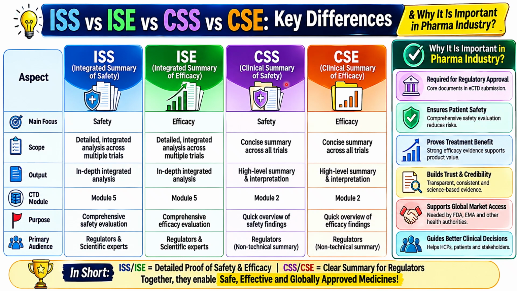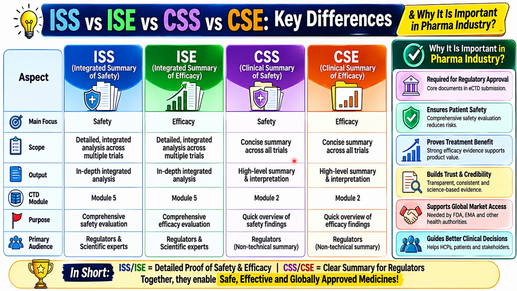Now, CSS is clinical summary of safety. The main focus is related to safety. Scope is concise summary across all trials. So say there are 10 to 12 clinical trial studies and you want a summary. Now when you do the summary or a narrative, it becomes very easy. You don't need to dig into each and every detail. Even though it could be a little bit difficult, I don't think it needs that much effort.